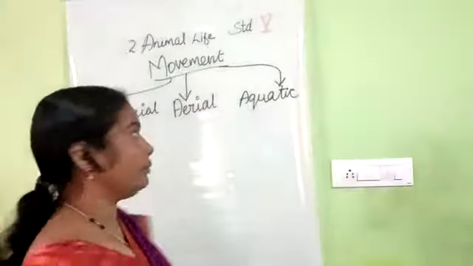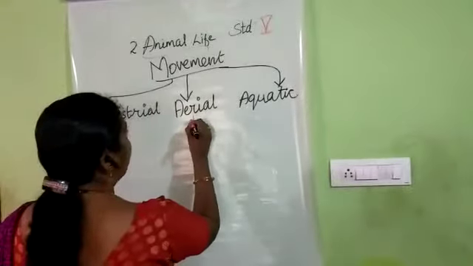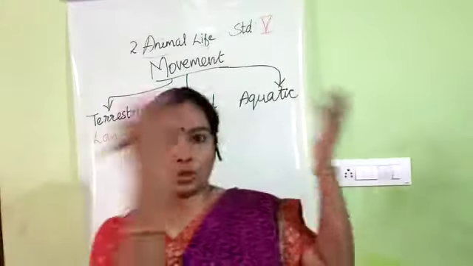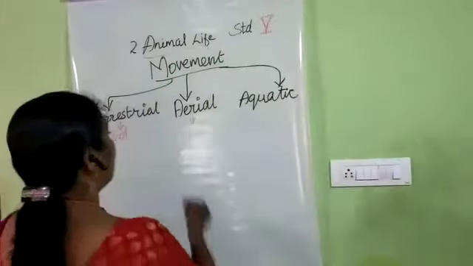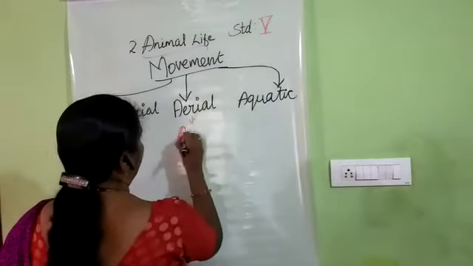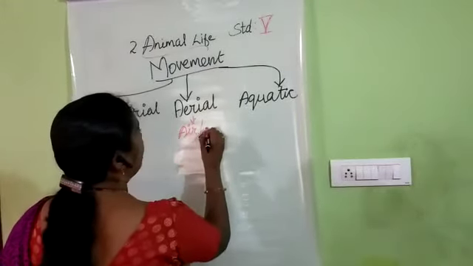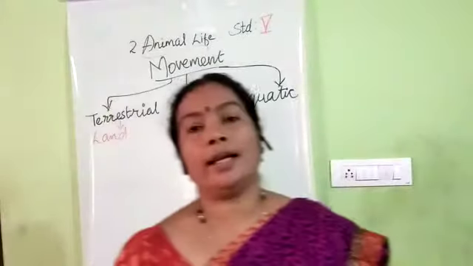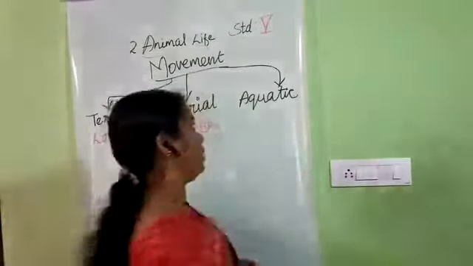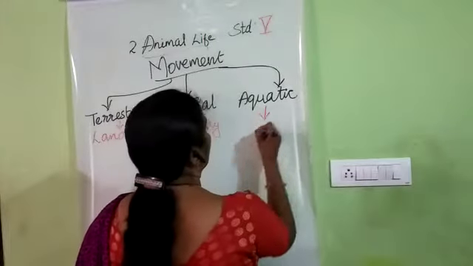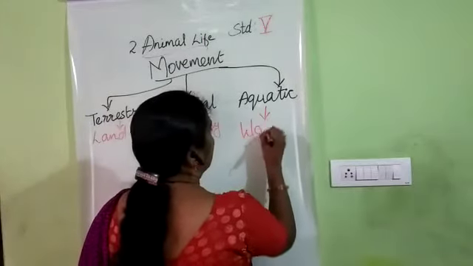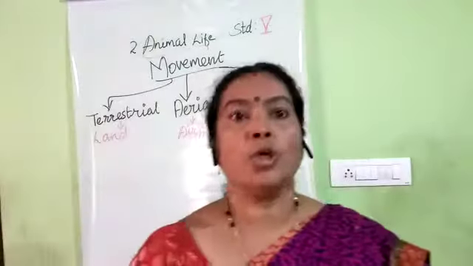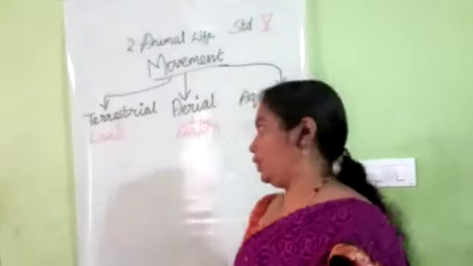Aerial animals are the animals that do not live in the air, but can travel through the air or sky. Those animals are called aerial animals. And aquatic animals are the animals that live in water. If we classify like this, it is easier for us to study how they are moving.